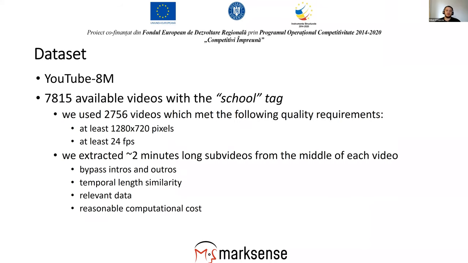So the proposed method that we used in our research is based on a data set extracted from YouTube 8M, which had almost 8,000 videos with the school tag attached to them. We used only almost 3,000 videos, which met some quality requirements, because there are lots of videos with very poor resolution or a very poor FPS, which would have impeded our research.